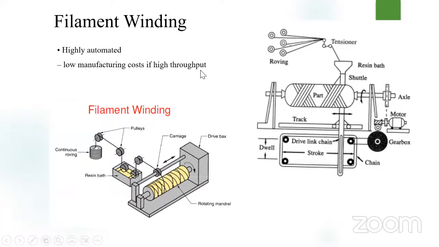Then you have filament winding. In filament winding, you have different rovings which are pulled through the tensioner and dipped into the resin bath. After being dipped into the resin bath, they are wound onto a rotating mandrel, or we can say a drum roller. This is a highly automated process. It has low manufacturing cost and high throughput.